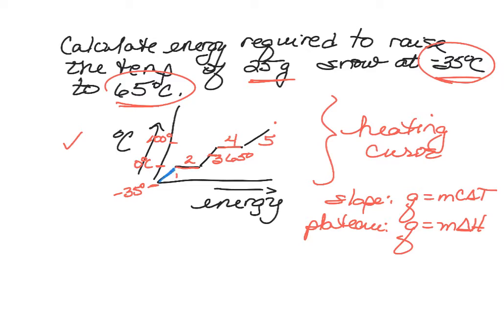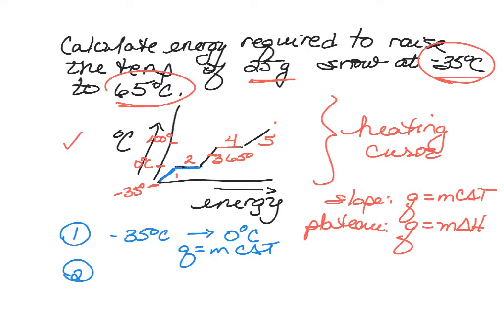Well, we have to do step 1. We've got to heat it from minus 35 degrees C to the melting point of water, which is 0 degrees C. That's a sloped area, so that's going to use QMCAT. And then step 2, we have to melt it all. During any phase change on any plateau, that is going to use the amount times the delta H value, which is a constant you must be given. You'll always be given the specific heat capacities and the delta H values.